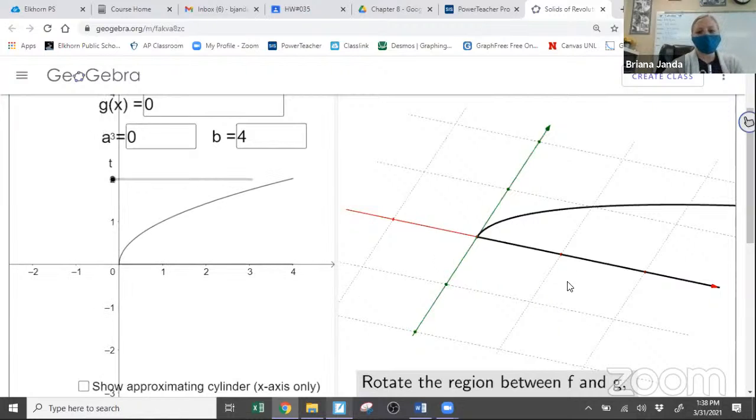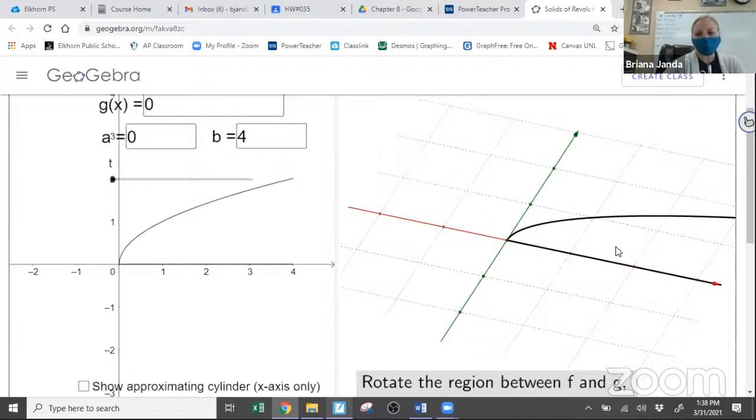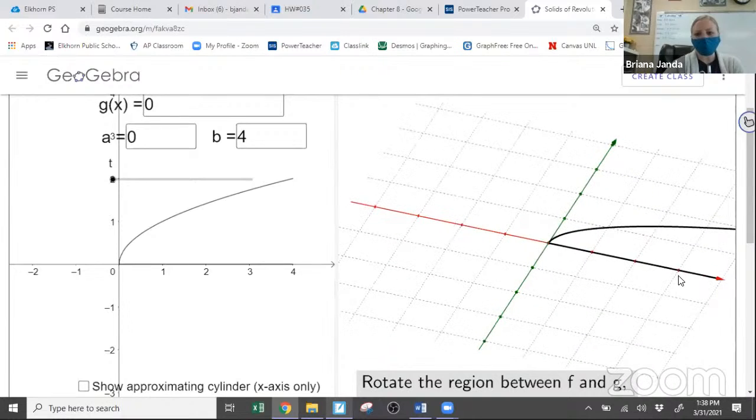And what's going to happen is over here, we've got a three-dimensional picture of this. Again, I'm going to try to zoom out a little bit so we can see that whole thing going on.